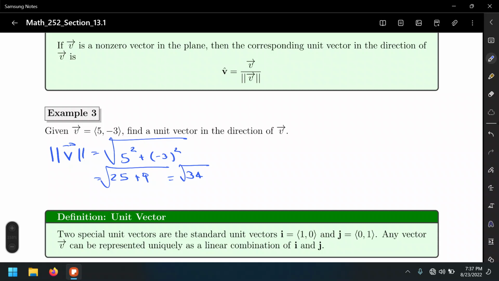Well, so how do we obtain a unit vector? So unit vector v with a hat is the components of the vector, the actual vector 5 comma negative 3, divided by square root of 34. Okay, and let's just distribute, if you will, this denominator. 5 over the square root of 34, comma, negative 3 over the square root of 34. All right? And this is a good answer.